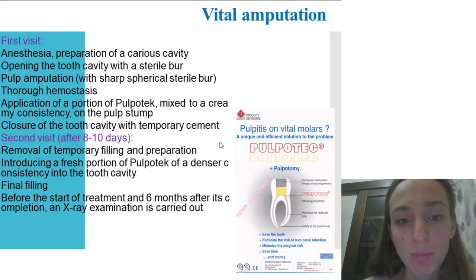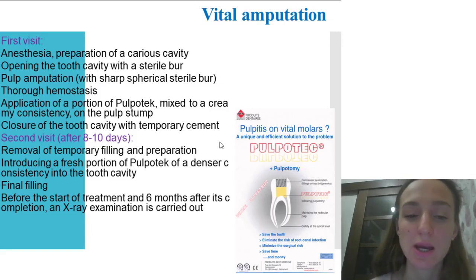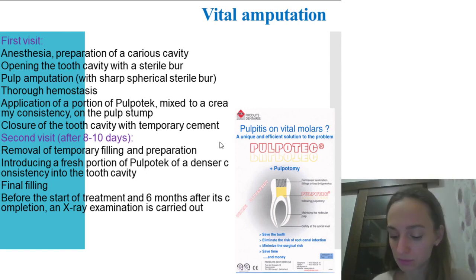After treatment of pulpitis in a permanent tooth by the method of vital amputation, the child should be regularly observed by a dentist. The first control visit is scheduled in 10-14 days, the next in 3, 6, and 12 months.